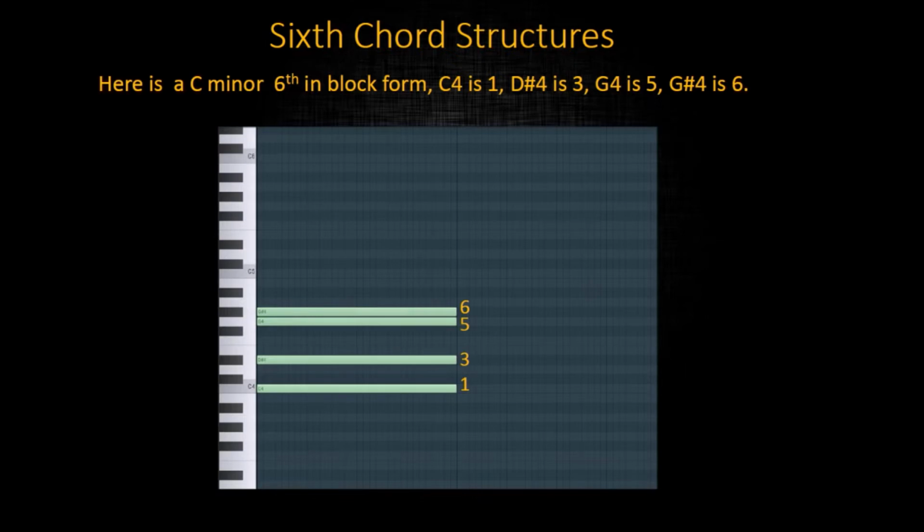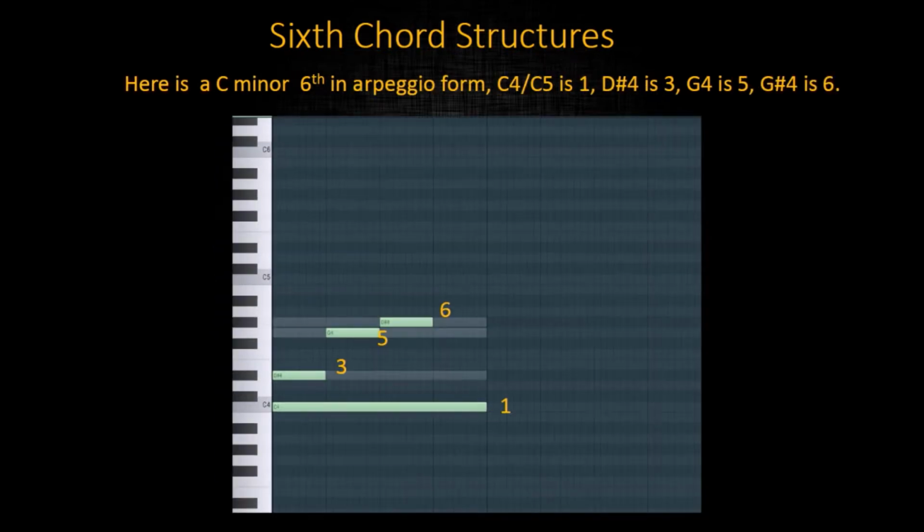Here's a minor sixth in block form. C is 1, D sharp is 3, G4 is 5, and G sharp 4, which is A flat, is 6. And this is very interesting. When we go into our FLP project, you'll be able to listen to the uneasiness that this particular chord brings.